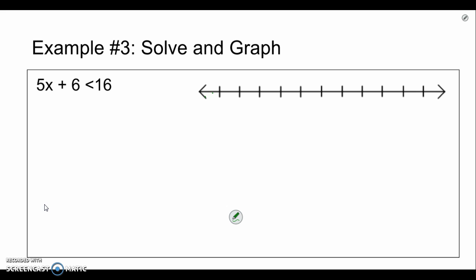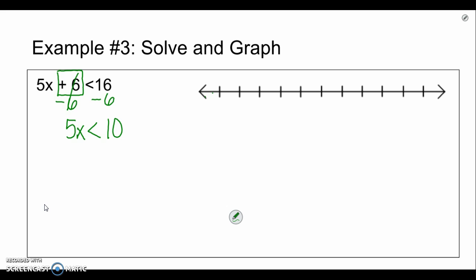All right, let's look at example number 3 together. 5x plus 6 is less than 16. The first step is to undo addition and subtraction. So we're going to get rid of plus 6. The opposite of adding 6 would be to subtract 6 from both sides of our inequality. Now we have 5x is less than 16 minus 6 is 10.